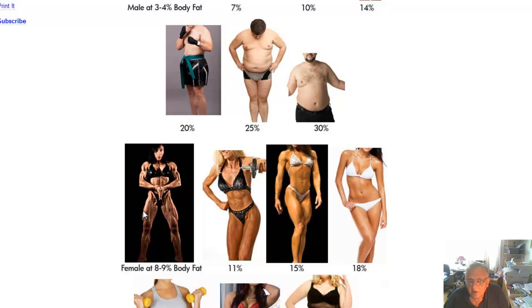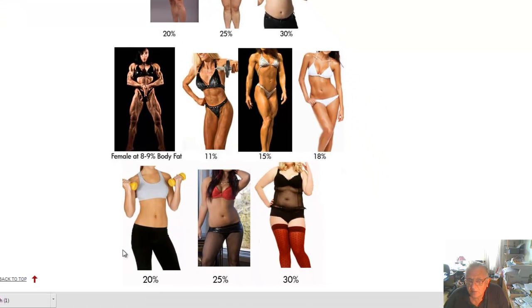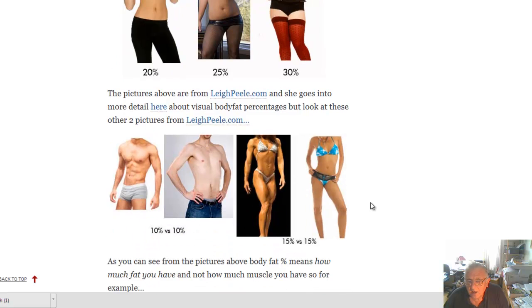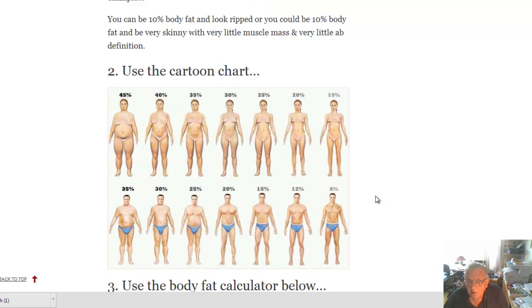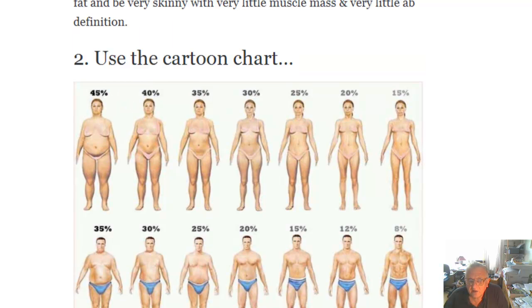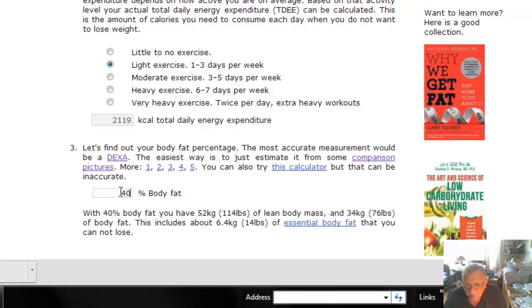There are probably not too many women who want to look like this. I suspect that most women would be happy to look around about 18 to 20% body fat. 25%, you're getting cuddly. 30%, it's starting to show. It also makes the point that as a man, you can have 10% body fat and be totally ripped with muscle, or just very skinny. And similarly with women. So there's a nice cartoon chart here which we can look at, and I'm going to say that the woman, our imaginary woman that we're doing this calculation for, looks at this chart and says, you know what, I think I'm probably about 40% body fat. So we'll go back to our keto calculator and we'll say I'm 40% body fat.